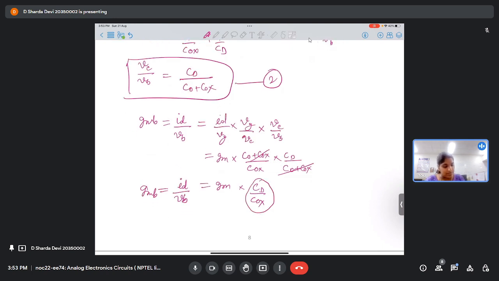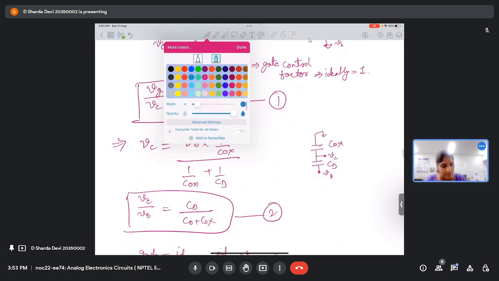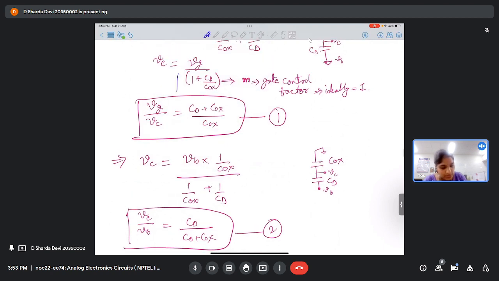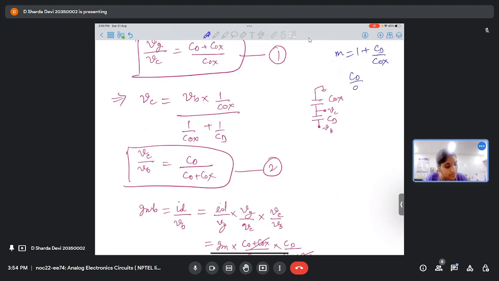So can we write Cd by Cox in some other terms? Yes, gate control factor. I just mentioned the gate control factor, right? Here this one is the gate control factor m. So m is actually 1 plus Cd by Cox. So Cd by Cox will be m minus 1, right?